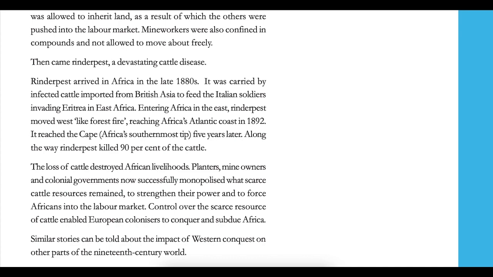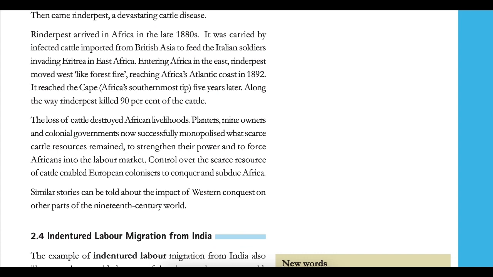Then came Rinderpest, a devastating cattle disease. Rinderpest arrived in Africa in late 1880s. It was carried by infected cattle imported from British Asia to feed the Italian soldiers invading Eritrea in East Africa. Entering Africa in East, Rinderpest moved west like forest fire, reaching Africa's Atlantic coast in 1892. It reached the Cape 5 years later.